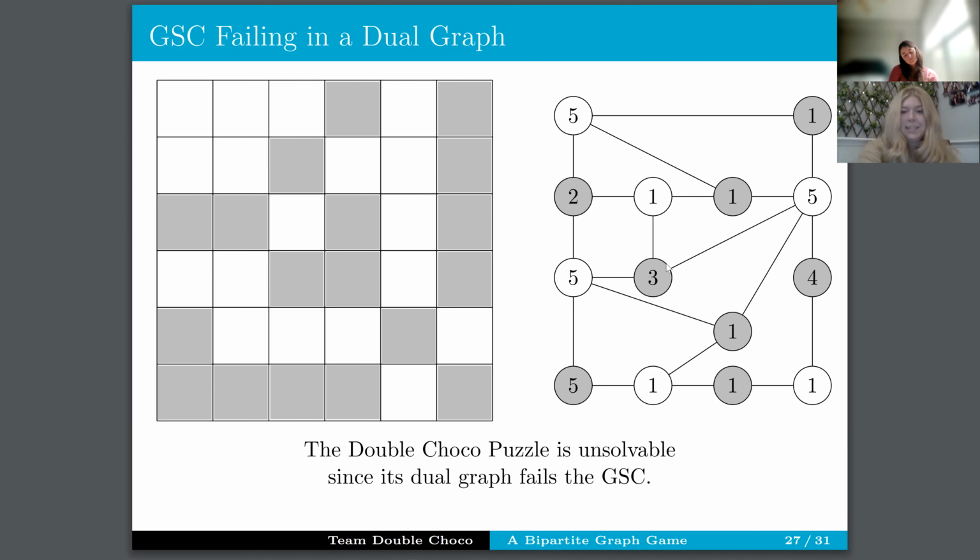So in this case, this bipartite graph here, the dual graph of this double Choco board, fails the generalized sum condition, and you can find it in this top left corner. We have a 5 label here, and its neighborhood is only equal to 4, so it fails. If you look back at the board, you'll see that this region has 5 cells here, and it is only connected to 4 gray cells. Therefore, they cannot be matched, and there is no solution.